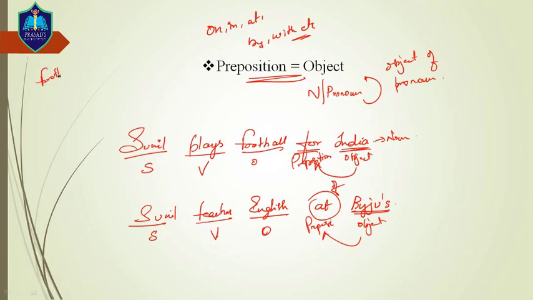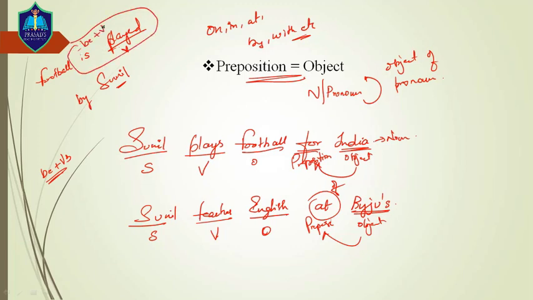Football is played by Sunil. Here, played is the verb, right? How do we identify whether the statement is in active voice or passive voice? It should be in be plus V3 to make it passive, and it is in be plus V3, right? So is is a form of be, and played is the V3 form of play. It is in be plus V3 form, so it is passive. So is becomes a helping verb here and played becomes the main verb.